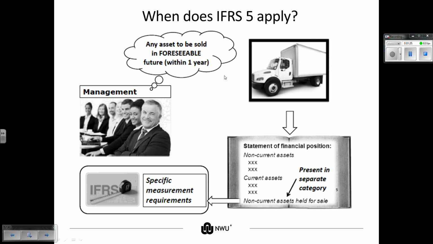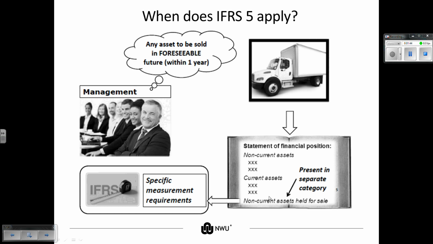So when does it apply? If management decide that this asset should be sold in the foreseeable future, so normally, as I've said, within a year, then this asset will be classified as a non-current asset held for sale.